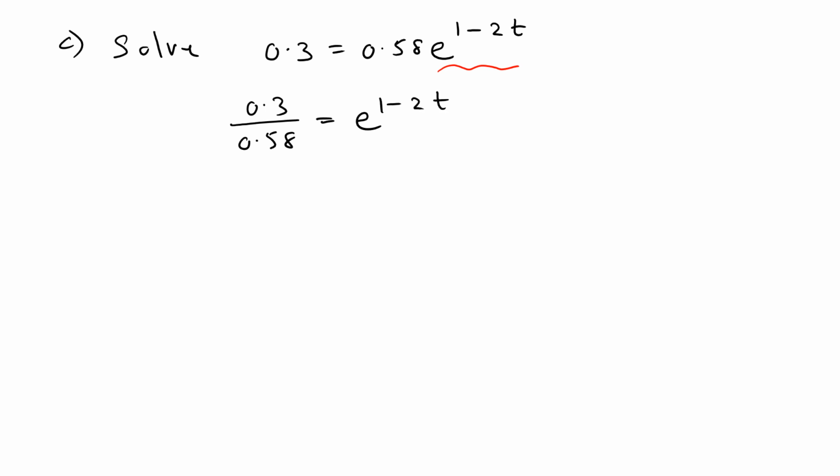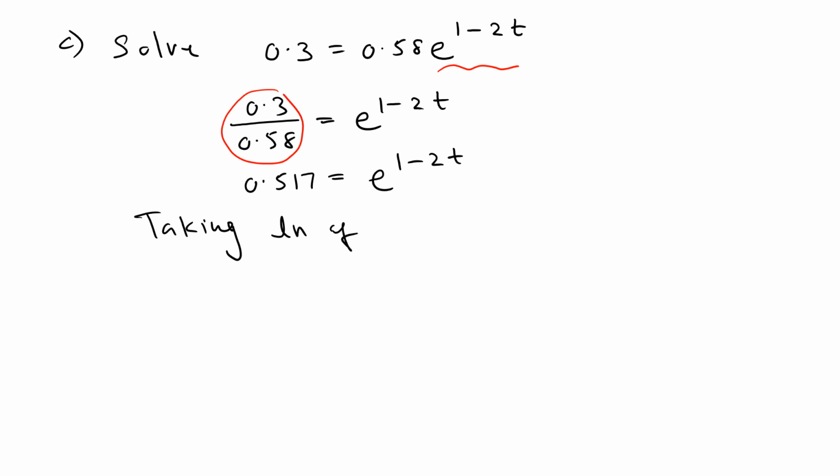Now you can see that the exponential is isolated, so we can take the natural log at this time. Also, if you want, you can simplify this side. If you divide 0.3 over 0.58, you end up getting 0.517 up to 3 decimal places. So it's an approximate value, but this is much simpler, so we divide that first. And now what we can do is take ln of both sides.